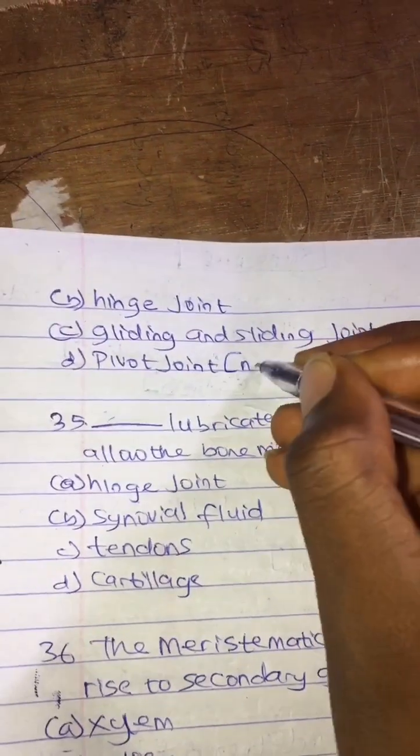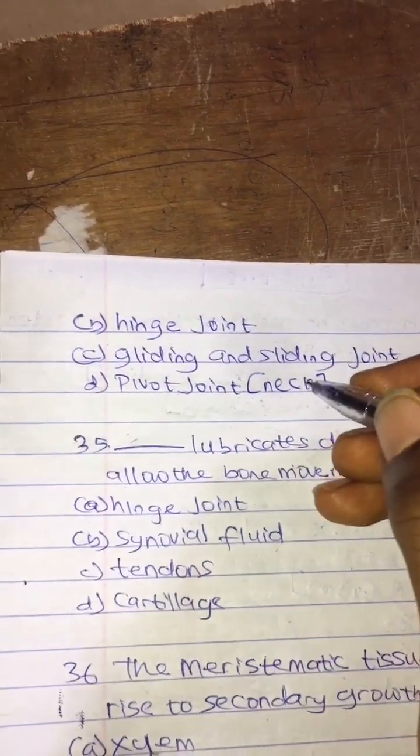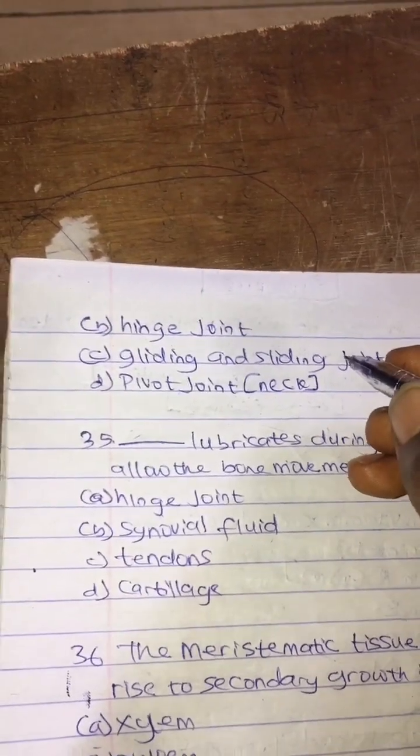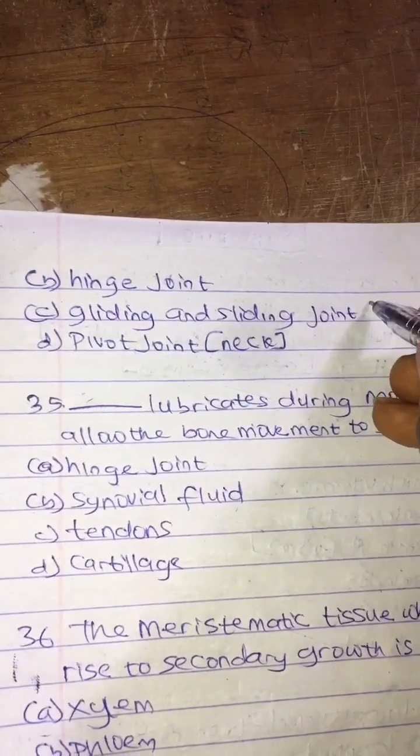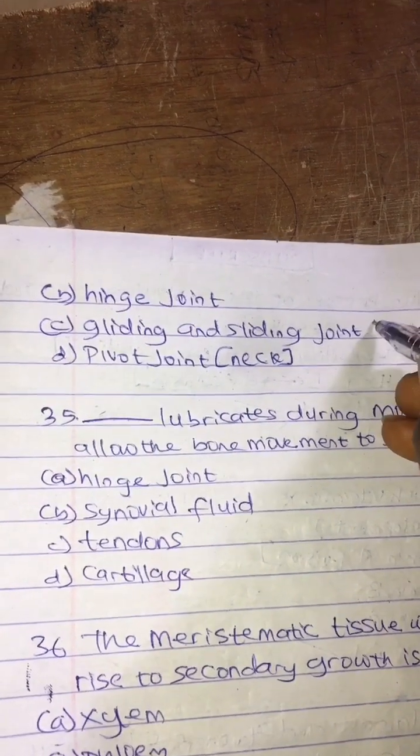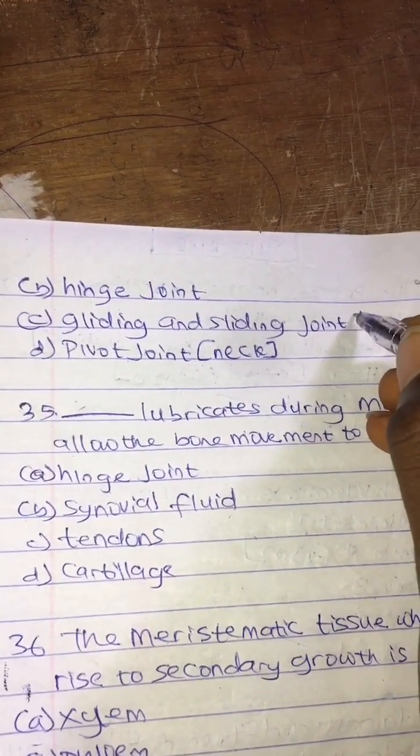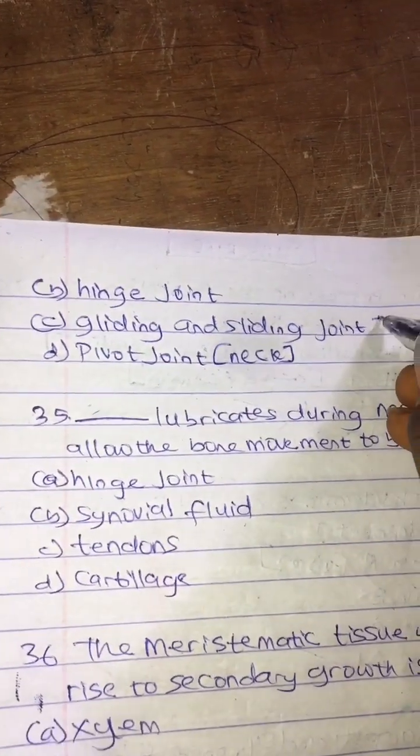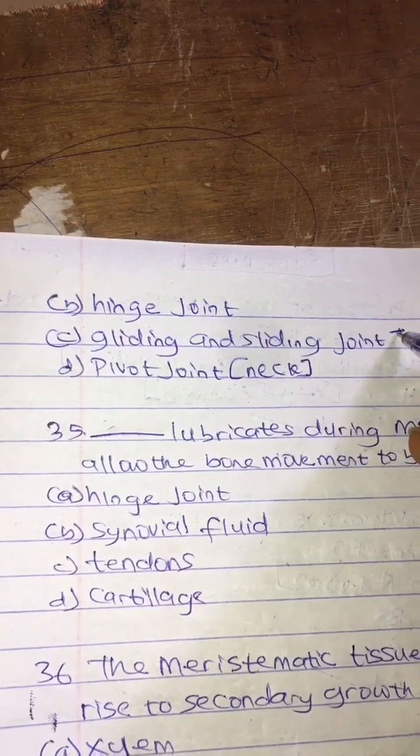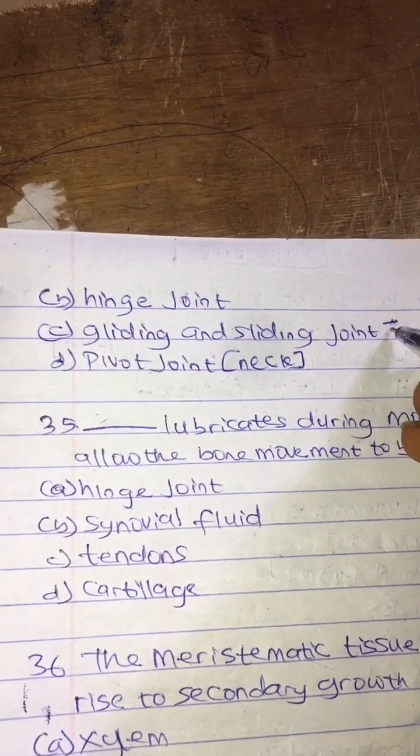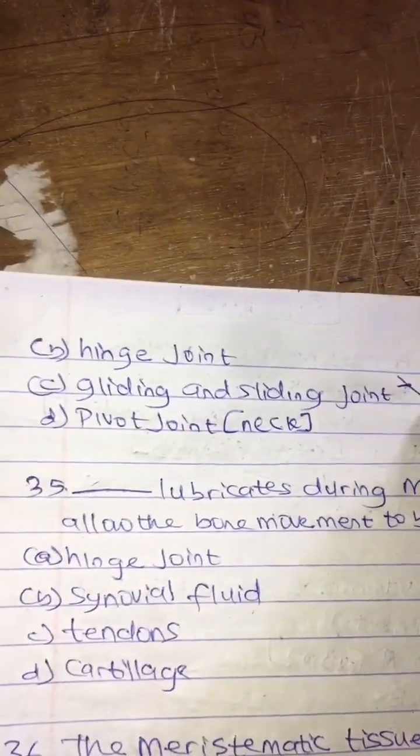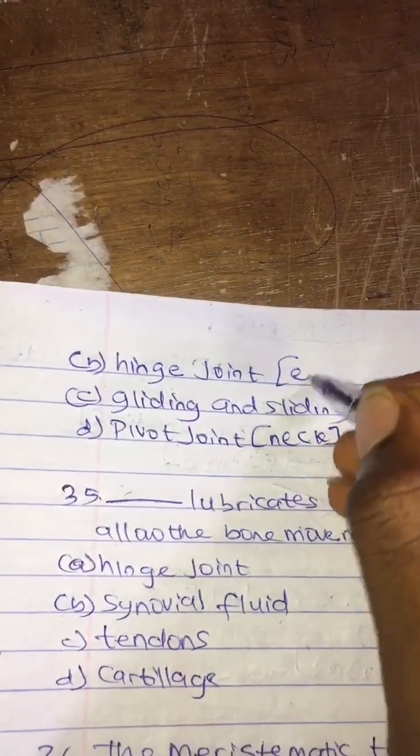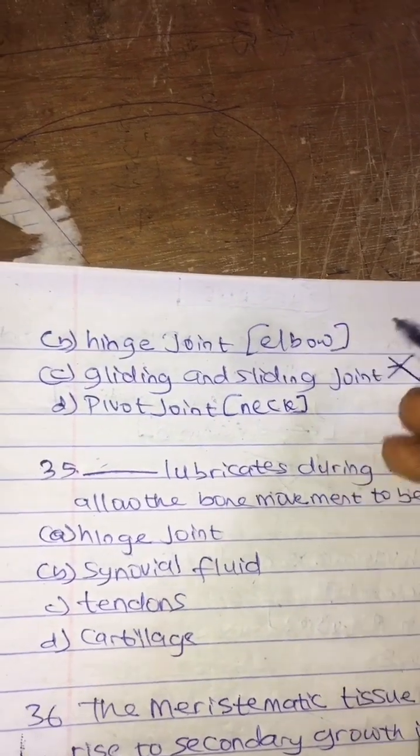Pivot joint is found in the neck. It can rotate, but it is not the most movable. Gliding and sliding joint: you can check where it is found, but it is not the most mobile. Hinge joint. Hinge joint is found in the elbow.